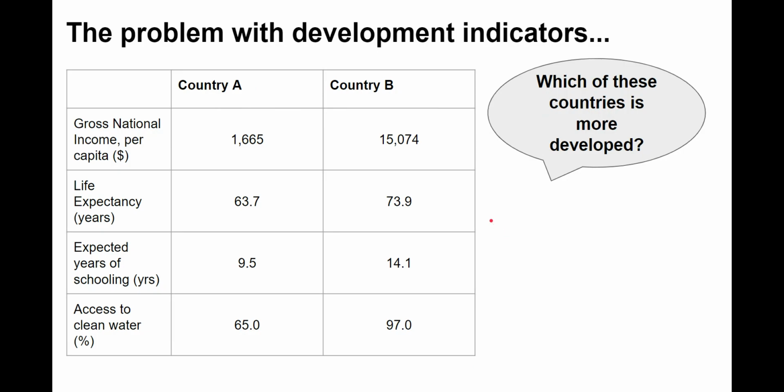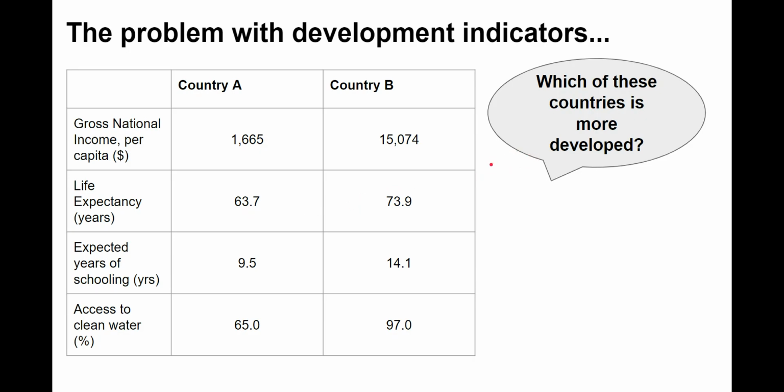Okay. Hopefully you have all said country B. Remember, those really good geographers, really hardworking students amongst you will also be thinking about, can I back that up? What are the statistics, or what are the numbers I can put in to support my conclusion? So instead of saying country B is more developed because people live longer, I'm going to say country B is more developed because people live longer, for example, the life expectancy is 73.9 years compared to only 63.7 years.